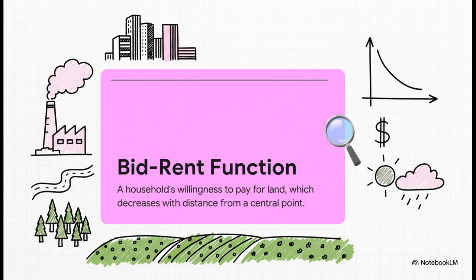The closer a piece of land is to the center of a city, the more people are willing to pay for it. Why? Well, because the farther out you go, the more you have to spend on things like shipping your goods or just commuting to work. This eats away at your profits. And that relationship is captured perfectly by something called the bid-rent function.